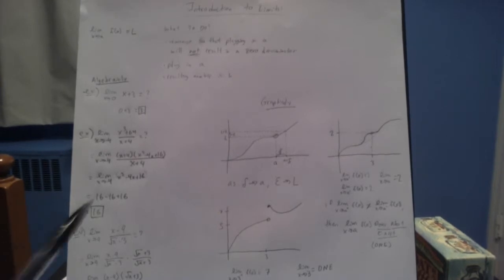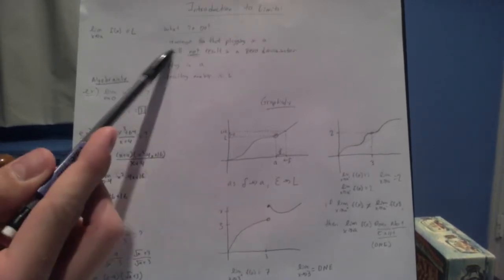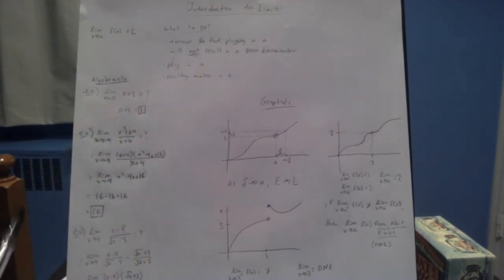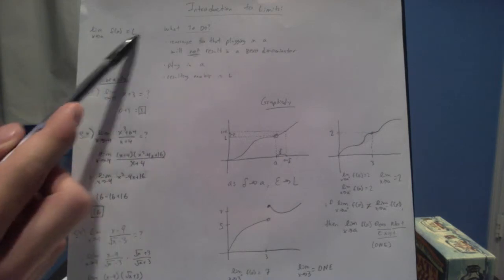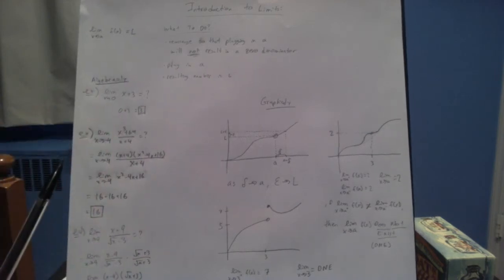But you can also look at them algebraically, which is rather nice. And, well, what do you do? Well, you rearrange it so that by plugging in, you will not result in a zero denominator, because we all know that that causes black holes. And then you just plug in a, and then the resulting number is L, which is that value right there. So that's rather convenient.